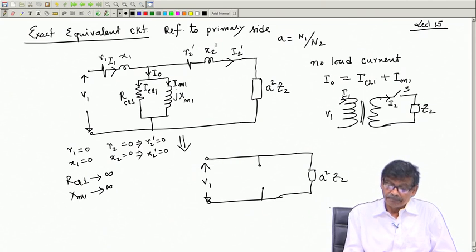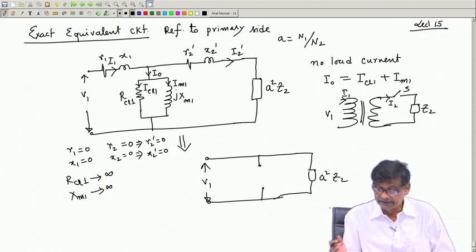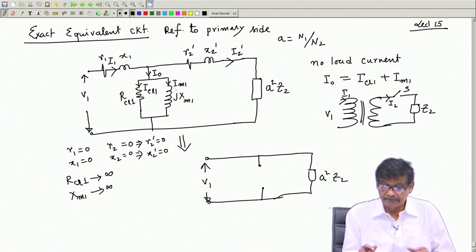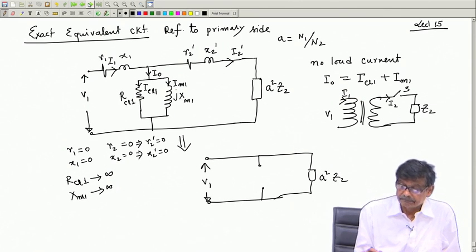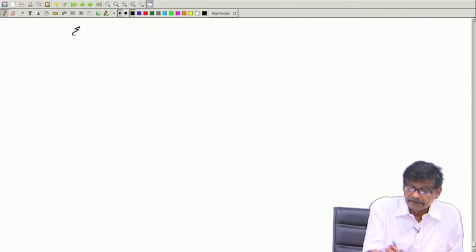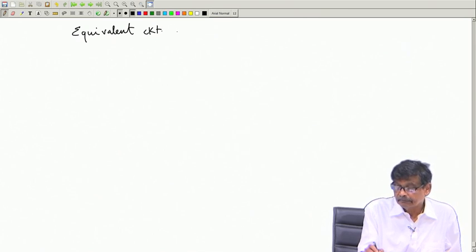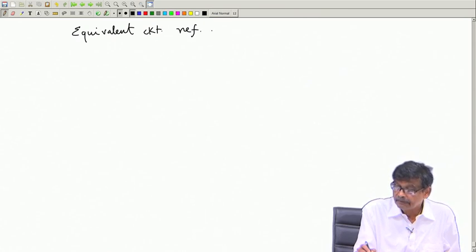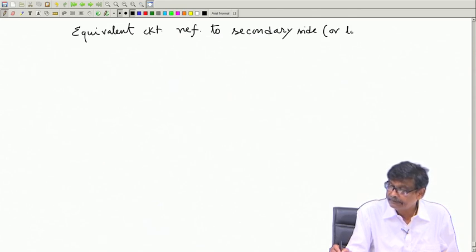Okay. If somebody wants to draw the equivalent circuit referred to the secondary side of the same thing, that is, to the load side, how will it look like? Equivalent circuit, referred to secondary side or load side.